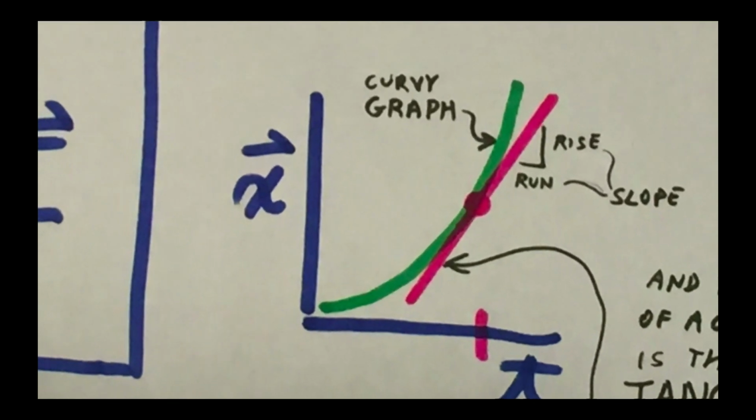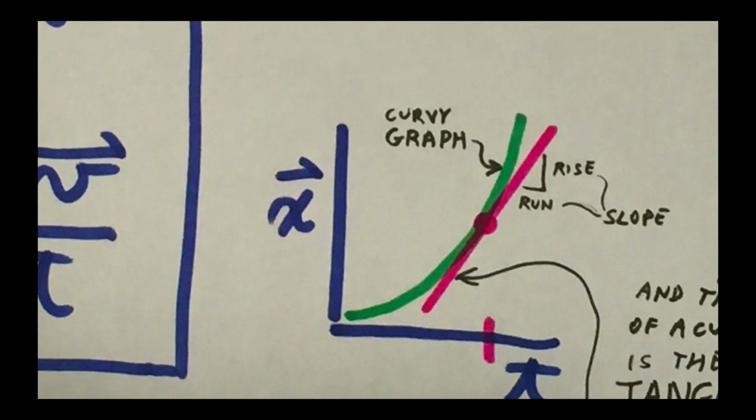Don't make the mistake, I've seen this in labs occasionally, don't make the mistake of trying to find the slope of this brown line by taking 0, 0 and the point you're interested in. Remember that the slope is a tangent line and not anything else.